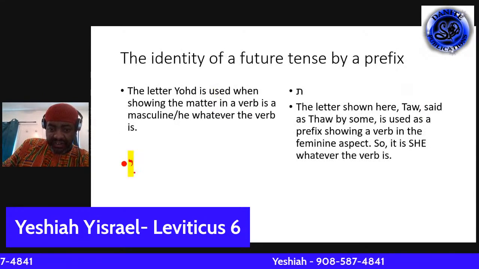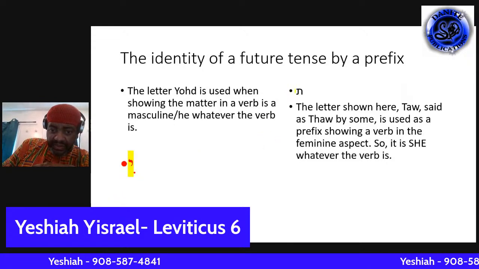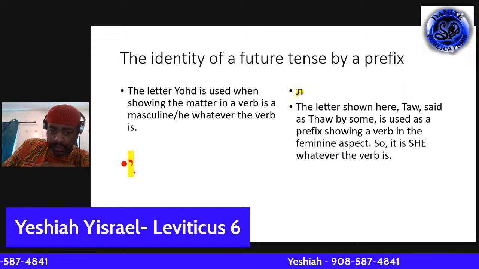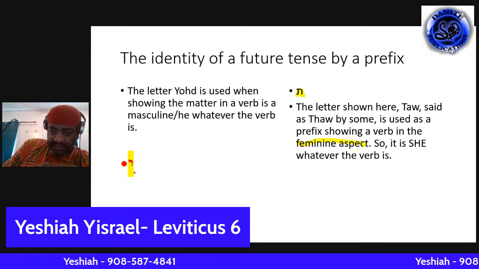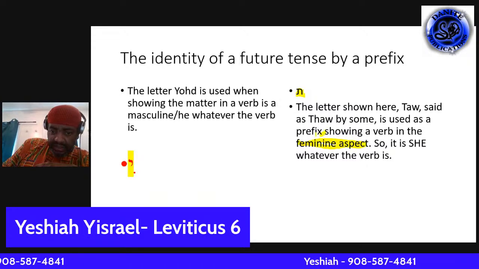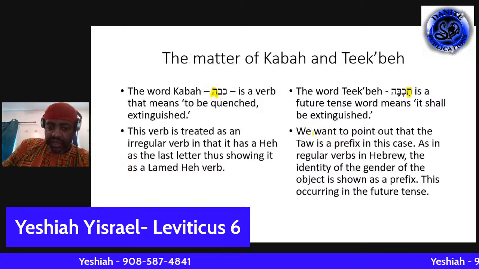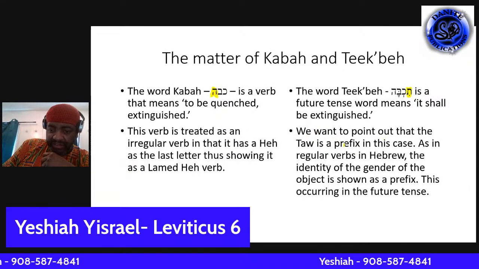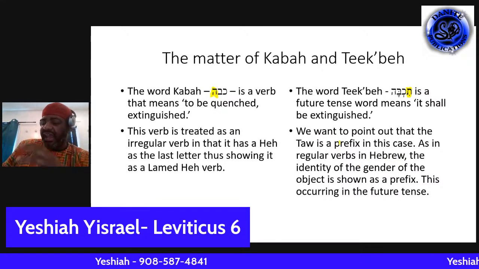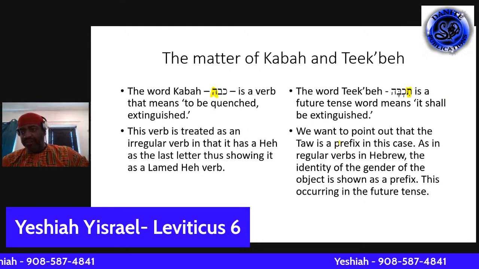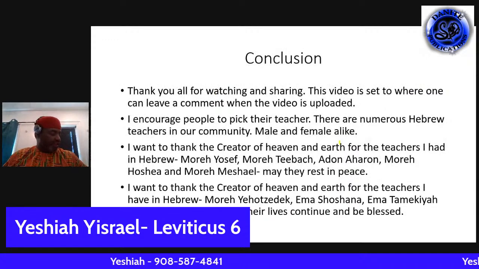Following the pattern that we have already seen, going back here, the highlighter with the letter tau, and then its feminine aspect, as the prefix in this particular case. We want to point out that the tau is a prefix in this case, and it's already shown as the feminine. And the word for fire is treated as the feminine. That's why you see that tau there as such. So let us continue in the conclusion.